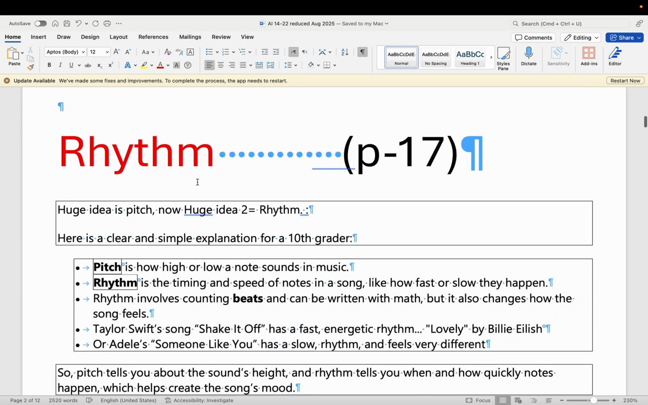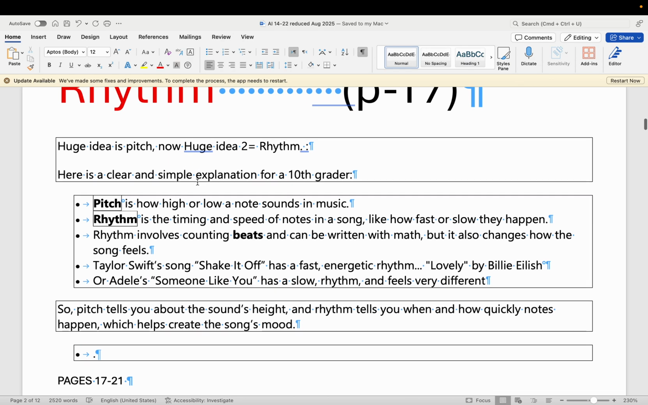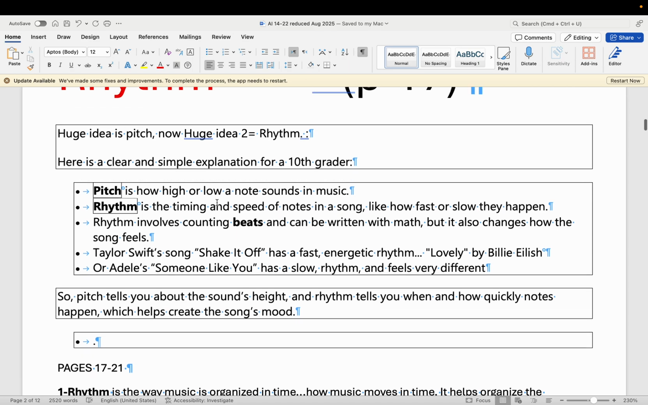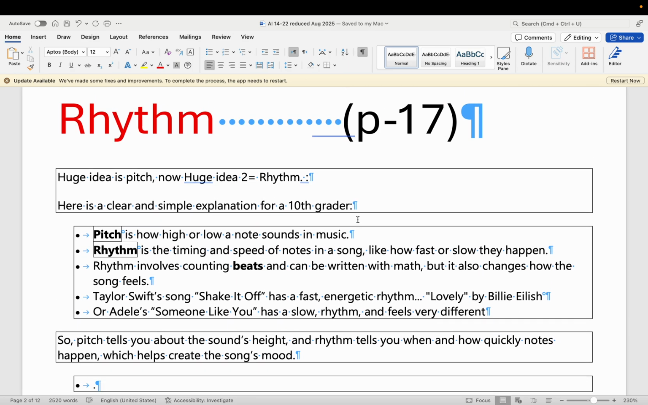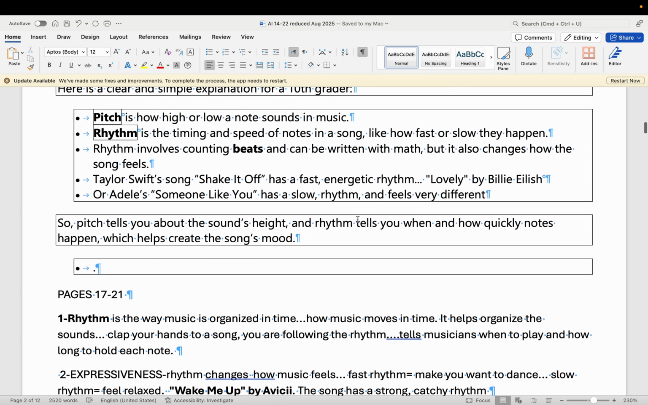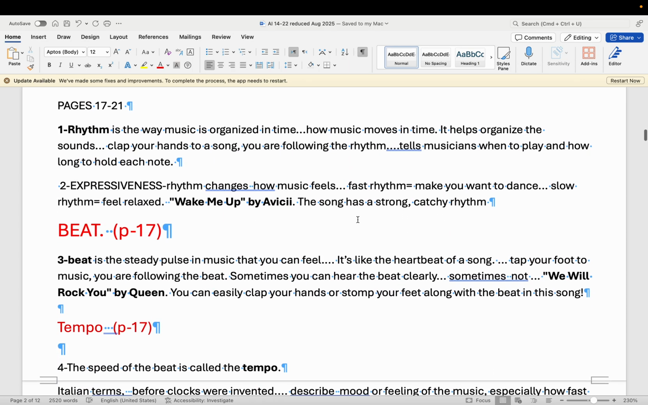The next big section, rhythm. And rhythm is the math of this music, and it's the counting, and it's the beats, but remember, it's also the feel of a song. A faster song feels different than a slower song. So again, big ideas here.